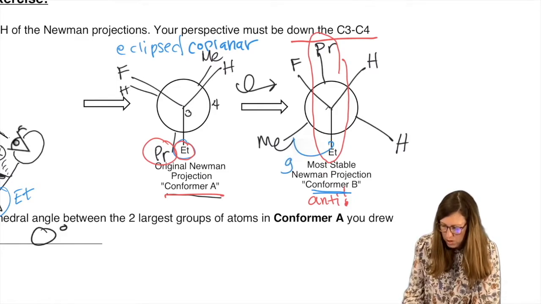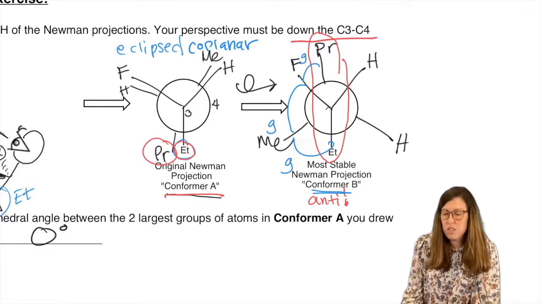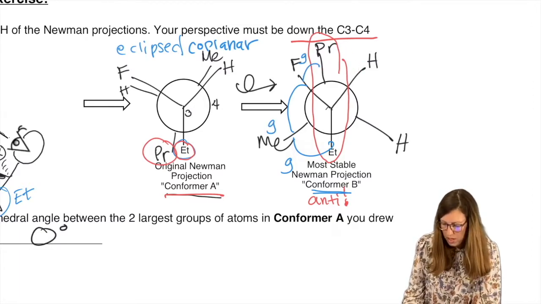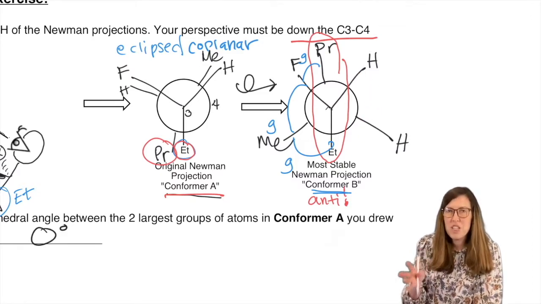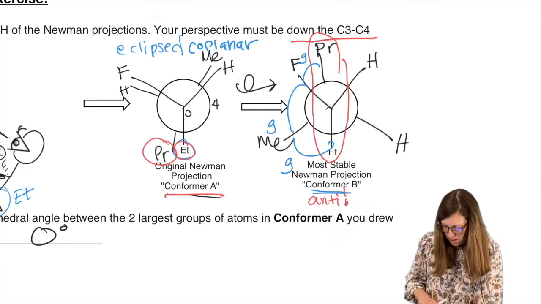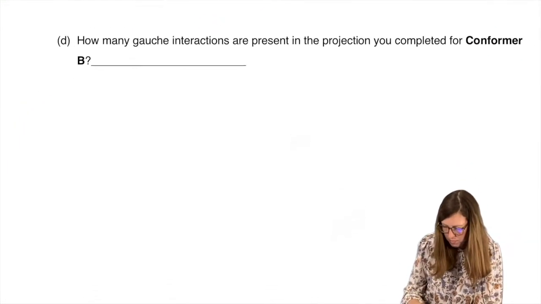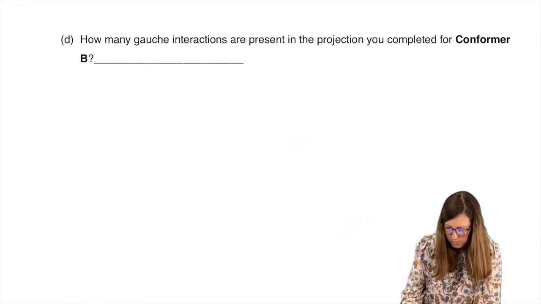So that's gauche. Methyl fluorine, yep, that's gauche. Fluorine propyl is gauche. So this is not gauche, that's not gauche, that's not gauche. Okay, because that's the best it could be. All right, so we're going to say 0.